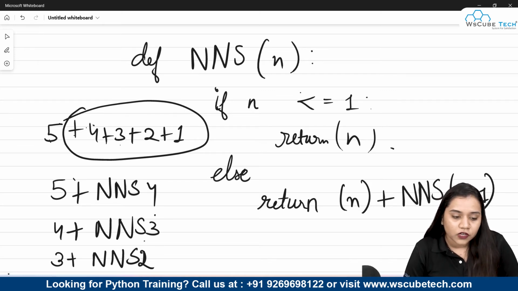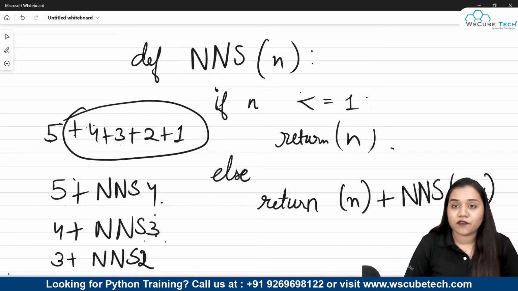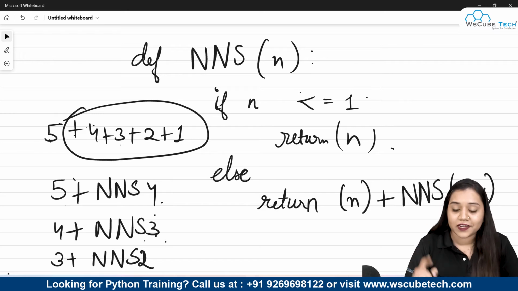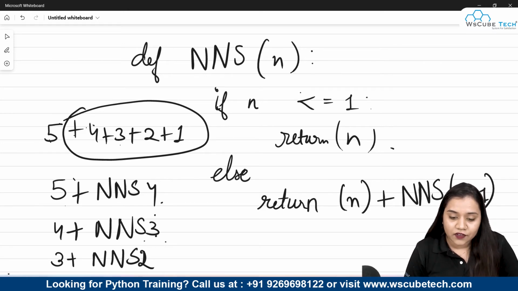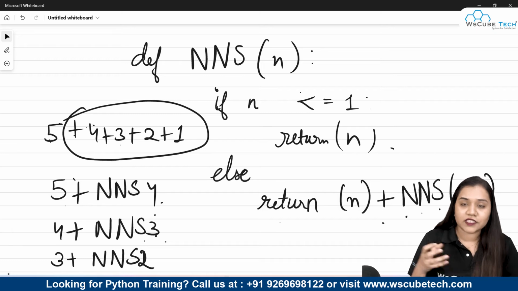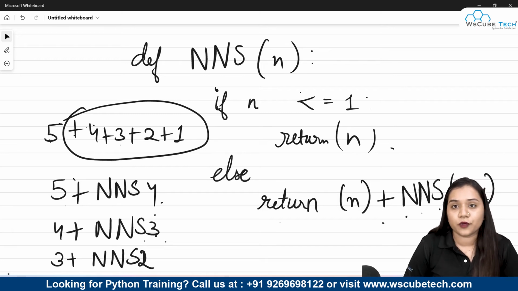So 4 is what? 5 minus 1. 3 is what? 4 minus 1. So every time the value of n is changing, the value of n minus 1 also changes by 1, right? So here we will be writing return n plus natural number sum of n minus 1, and that's how we'll get the output over here. So let's put this logic inside our code and see what output we will get.